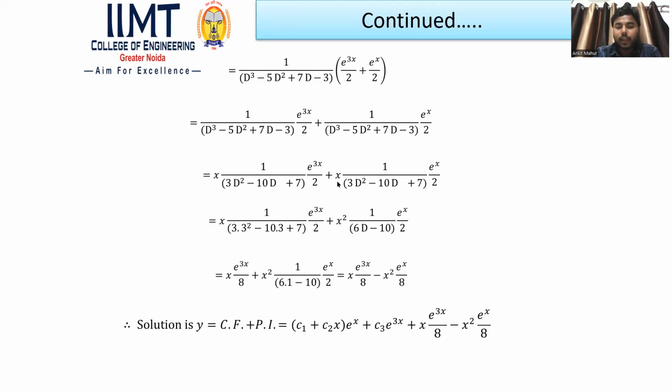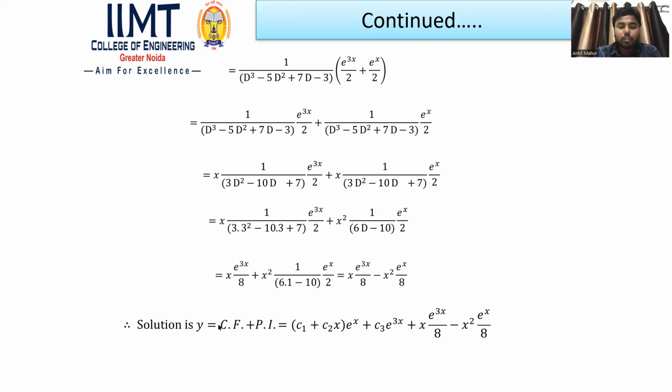Now again multiply by x and differentiate 3D square minus 10D plus 7, which equals 6D minus 10. So replace D equals 1. We get the solution: x e power 3x upon 8, plus x square times 1 upon (6 minus 10) e power x upon 2, which equals x e power 3x upon 8 minus x square e power x upon 2.